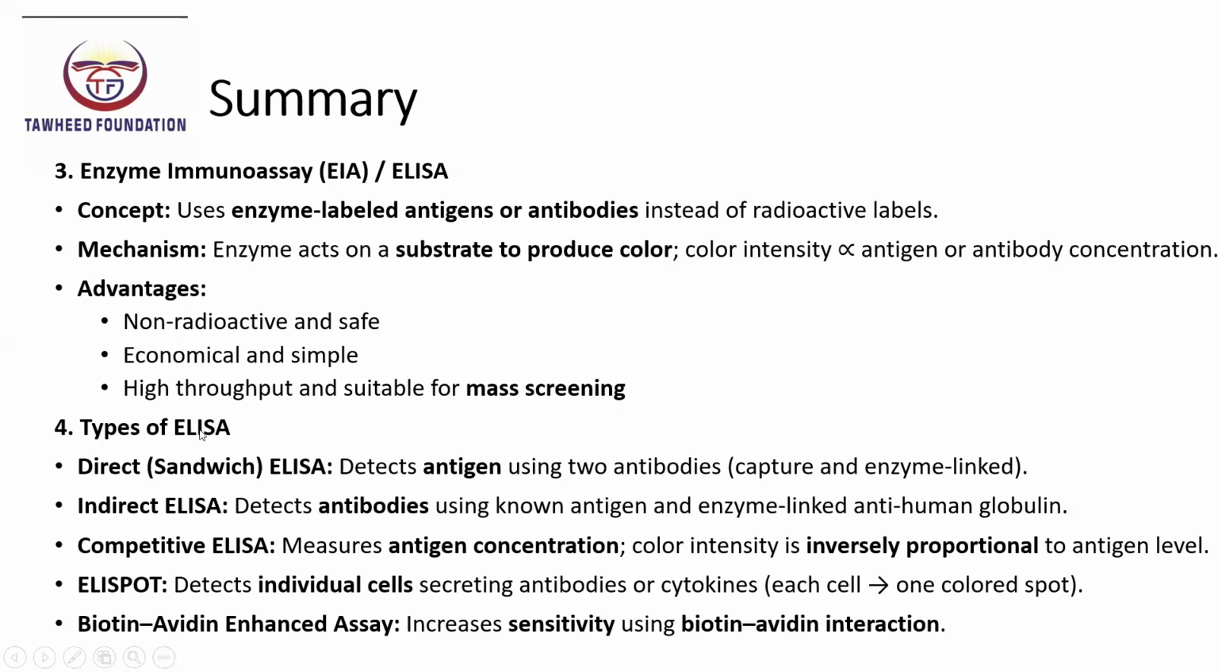Types of ELISA. Direct sandwich ELISA detects antigens. Indirect ELISA detects antibodies. Competitive ELISA measures antigen concentration based on color intensity, that is inversely proportional. Next is ELISpot. It detects antibody or cytokine secreting individual cells. Biotin-avidin enhanced assay increases sensitivity through biotin-avidin binding.